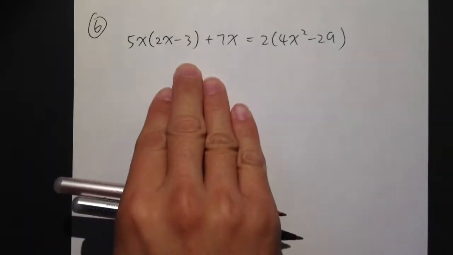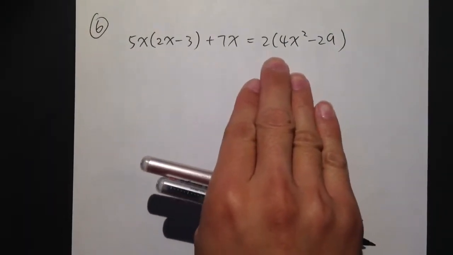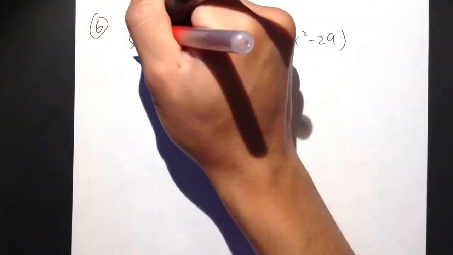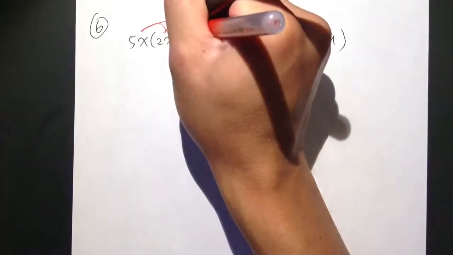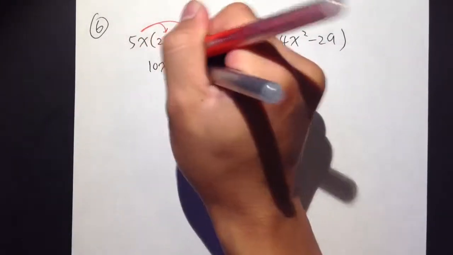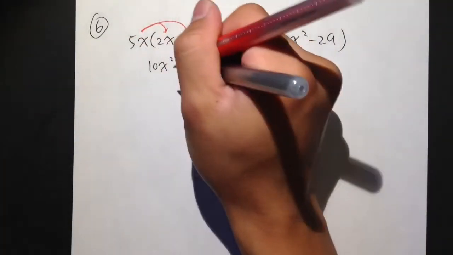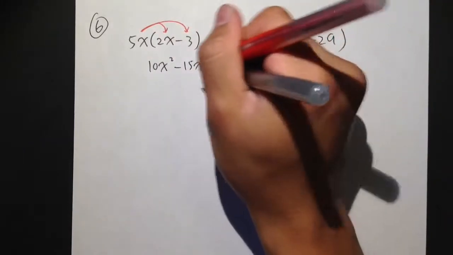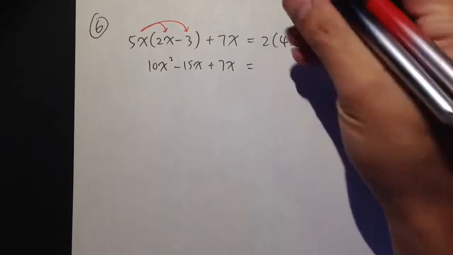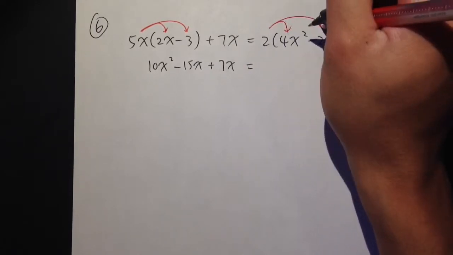is 2x minus 3 plus 7x. It's equal to 2 parentheses 4x squared minus 29. So I will just go ahead and distribute the 5x inside of the first parentheses. I will get 10x squared. 5x times that is minus 15x plus 7x equals, distribute the 2 inside here and here.